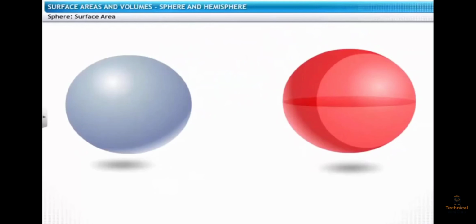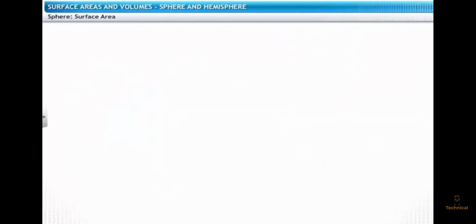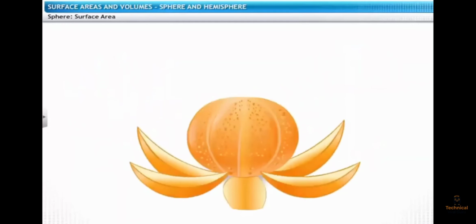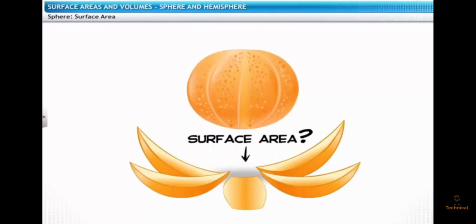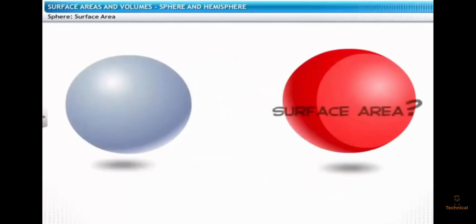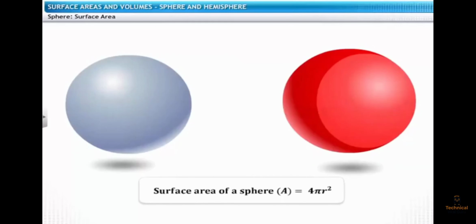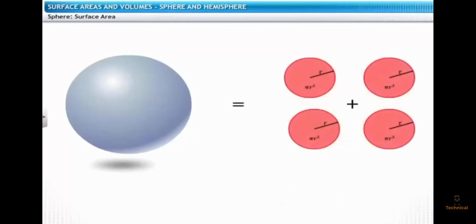An example that will help to easily visualize the surface area is an orange. If you peel off the skin of an orange, the area of the skin represents the surface area of the orange. Is there a way in which we can calculate the surface area of the sphere mathematically? Yes, we can find it by using the surface area formula. If we have a sphere of radius r, we can calculate the surface area by using the formula A is equal to 4 pi r squared. You can observe that the surface area is equal to the sum of areas of 4 circles having radius r.